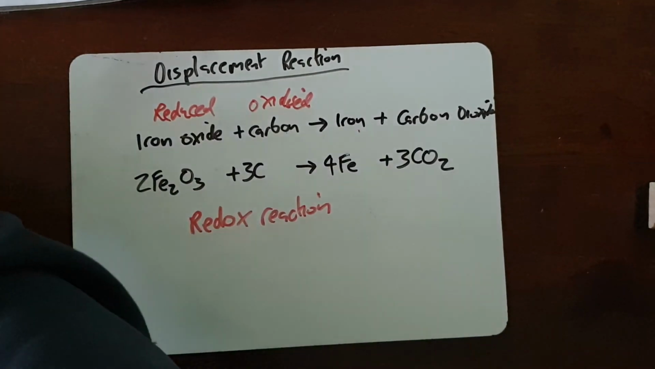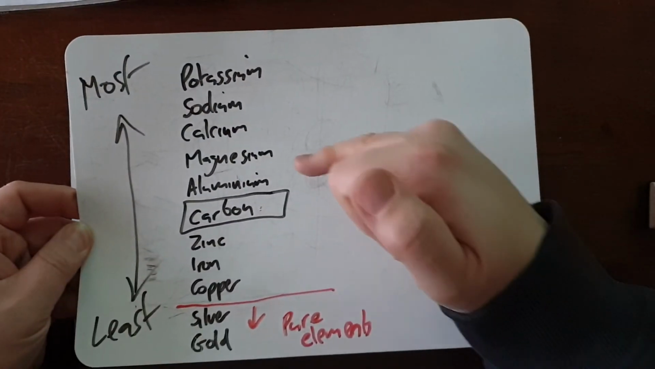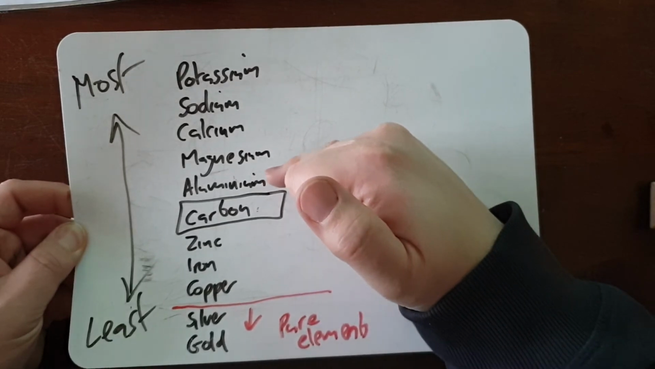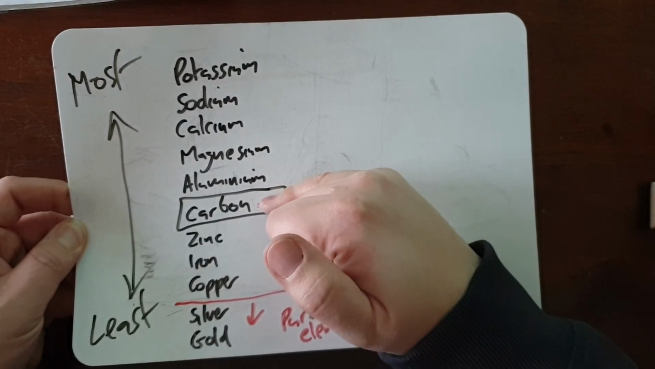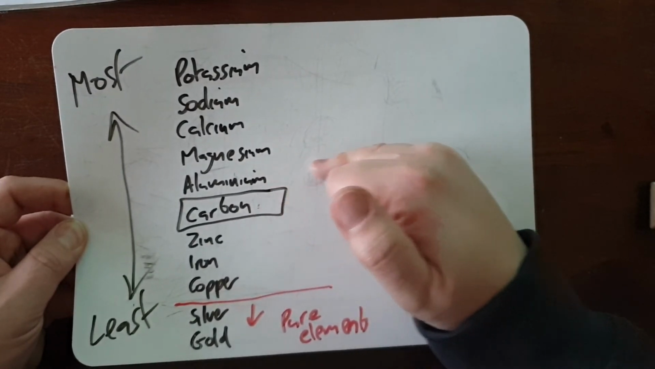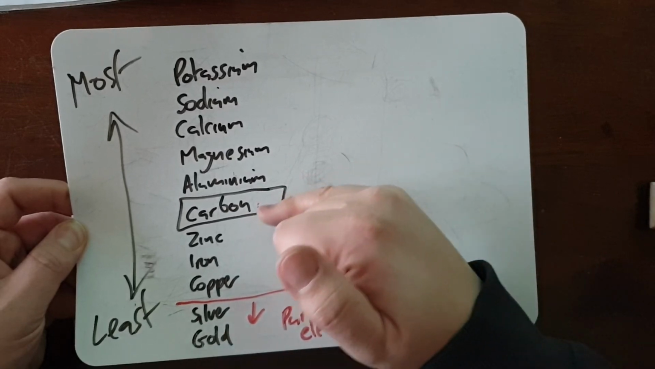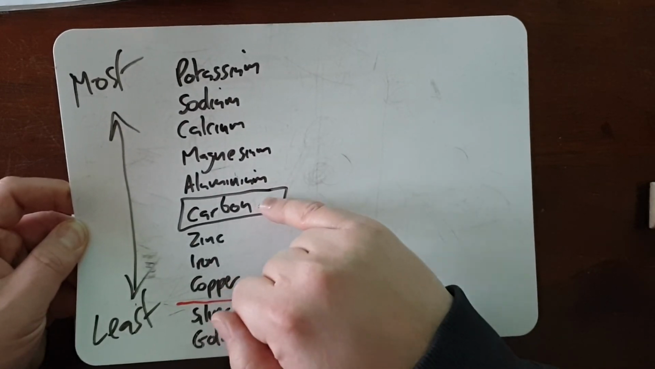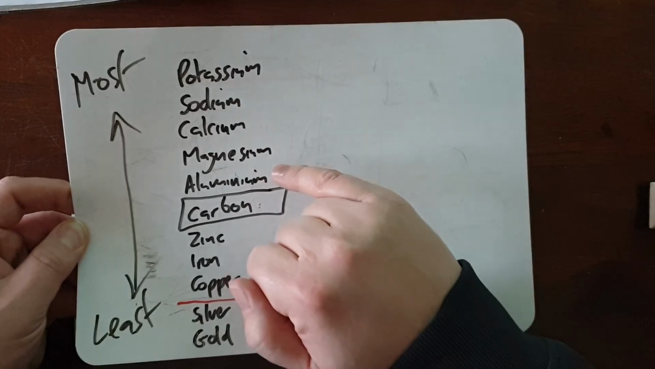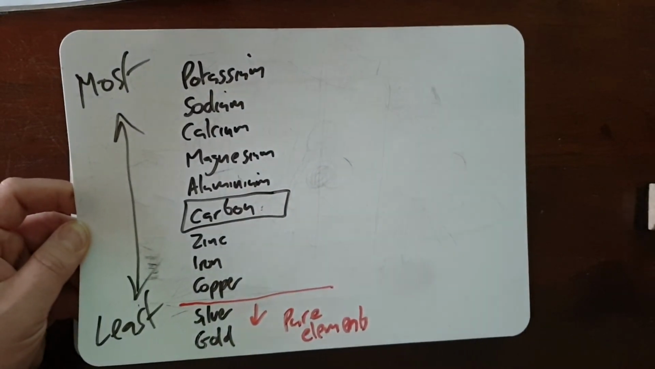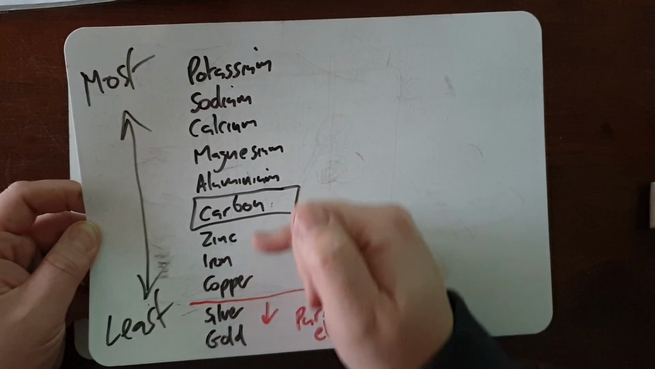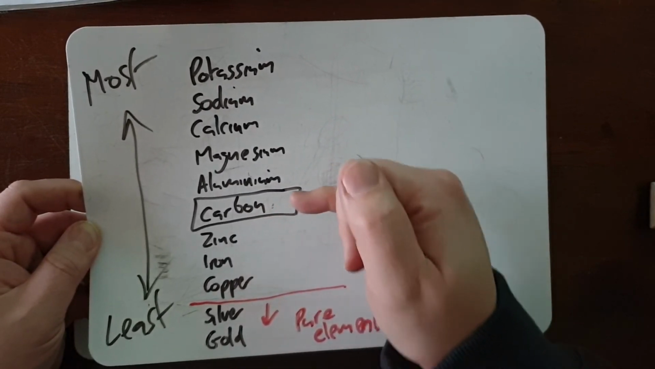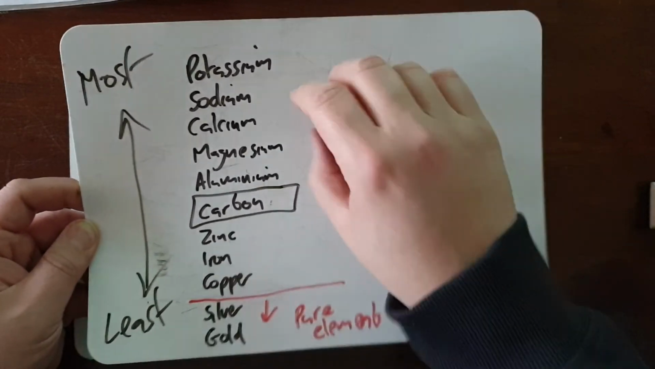Why can't we do that for aluminium? Well, if we heat up aluminium with carbon, aluminium is more reactive than carbon. So nothing will happen. If we heat up aluminium oxide and carbon, we'd be left with aluminium oxide and carbon. Carbon is not reactive enough to do the job with this one. So for any metals that are less reactive than carbon, we do a displacement reaction by heating them with carbon. For any metals that are more reactive than carbon, that will not work.